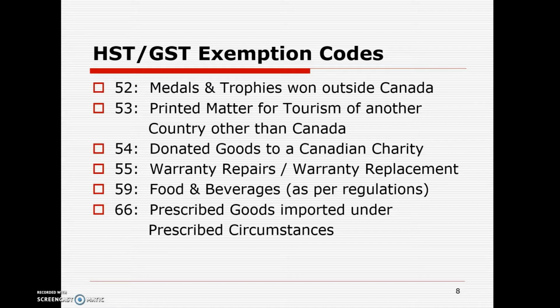You'll notice when you go to the grocery store and you buy groceries, you do not have to pay GST or HST because groceries are zero rated. So when that grocery store imports that food, they don't have to pay GST as well. On the B3, we put exemption code 59. The one underneath it here, exemption code 66, prescribed goods imported under prescribed circumstances. We'll be using that one next week. We'll be importing some goods that don't require GST to be paid, and we have to put this exemption code in. We'll talk about what those prescribed goods are and what those prescribed circumstances are next week.